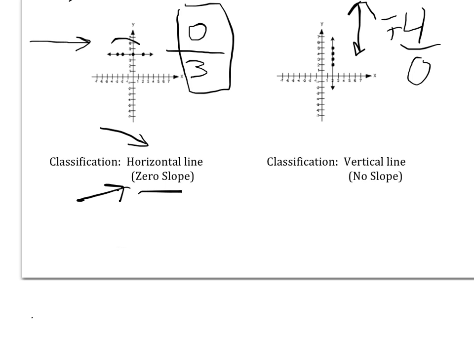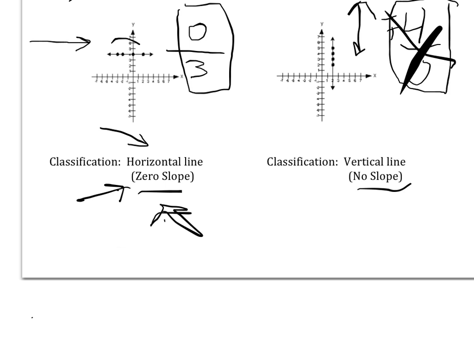But now a fraction that has a 0 in the denominator is undefined. We cannot have a fraction with 0 in the denominator. Therefore, a vertical line has no slope. So you need to understand the difference between the two and get them straight. Horizontal lines, 0 slope. Vertical lines, no slope.